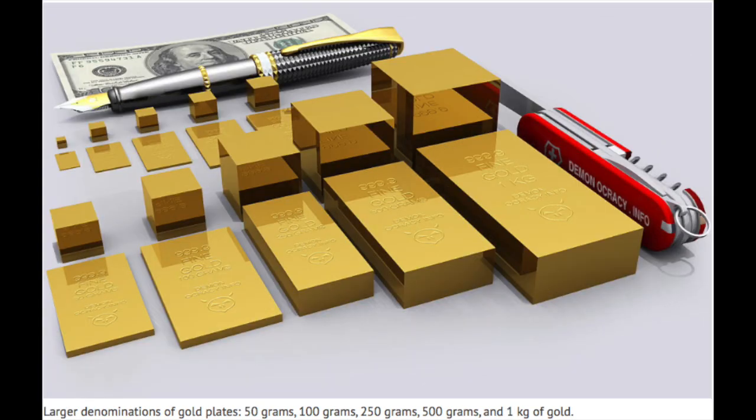Now here are some large denominations of gold plates: 50 grams, 100 grams, 250 grams, 500 grams, and a kilo bar of gold. That's a tiny little Swiss Army knife over there to the right, and keep that $100 bill in the background in mind. You can pretty much lay it on top of the kilo bar of gold, and it's longer and almost as wide.